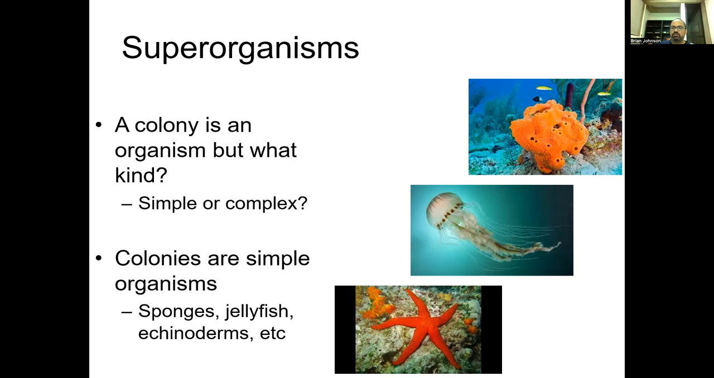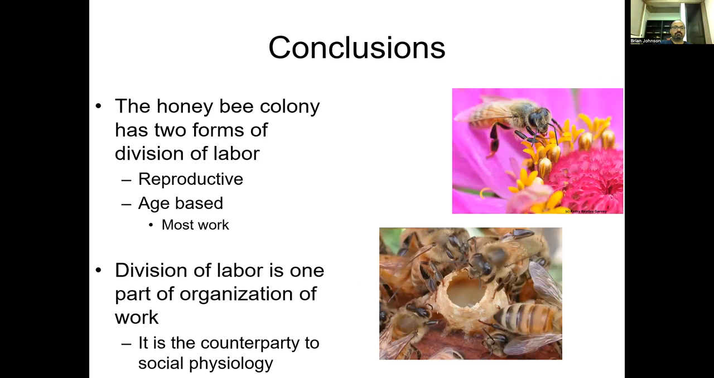Whereas we have hundreds of tissue types. We have huge numbers of hormones. We have a nervous system that's astronomical in its complexity. And so we're an incredibly complex derived organism. The honeybee colony is a much simpler organism, but we're both organisms in that we have specialization and coordinating mechanisms to maximize work output. So that's kind of what I have for the talk about division of labor.